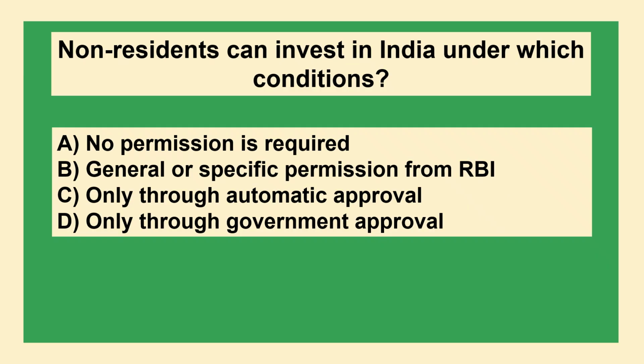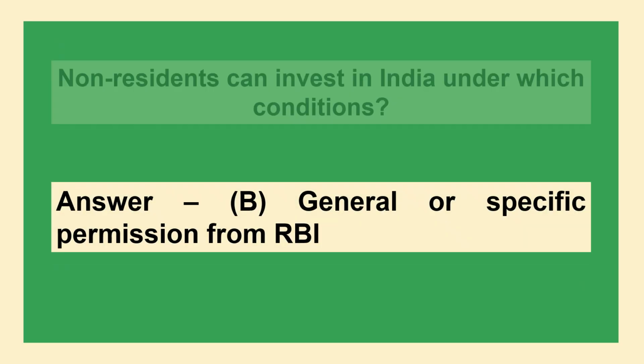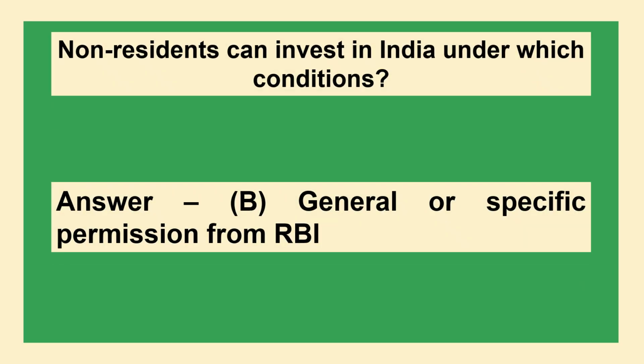Non-residents can invest in India under which conditions? Option A, no permission is required. Option B, general or specific permission from RBI. Option C, only through automatic approval. Option D, only through government approval. The answer is option B, general or specific permission from RBI.